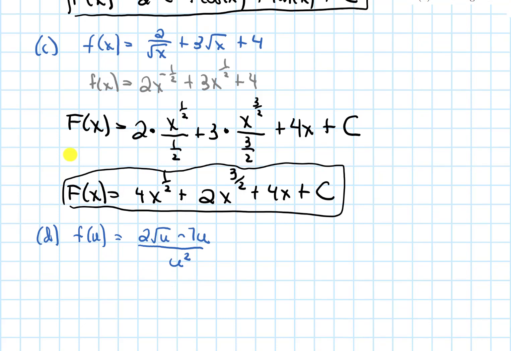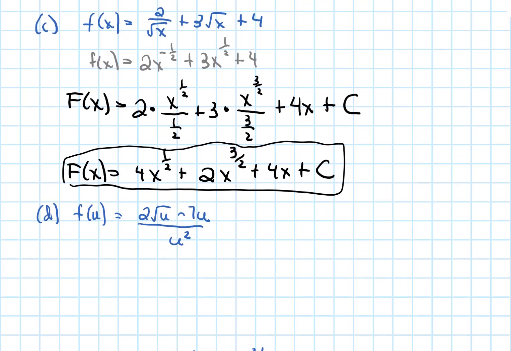Alrighty, so let's do part D. Okay, so in D, I have two functions divided. What we've seen in lecture is that to handle these, at least right now, we need to simplify these to a sum or a difference, because I know how to handle antiderivatives of just things plus other things or things minus other things.